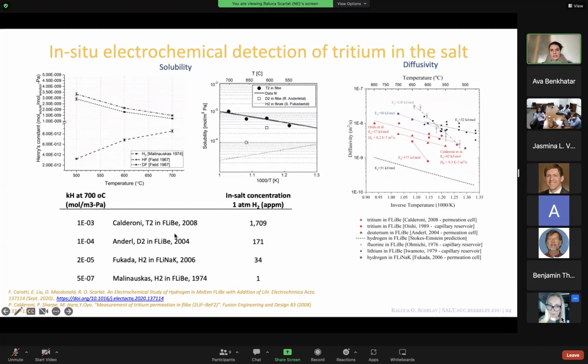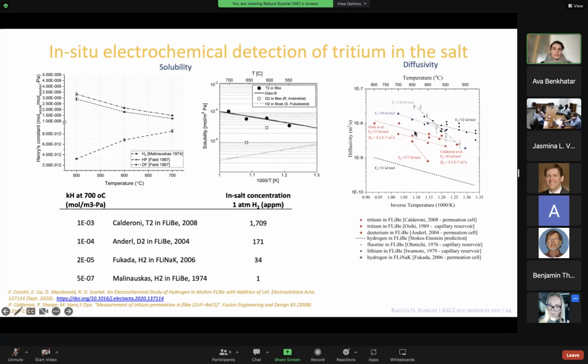We set out to understand redox state specific solubility and diffusivity. We also looked at the temperature dependence of diffusivity of hydrogen in the melt.